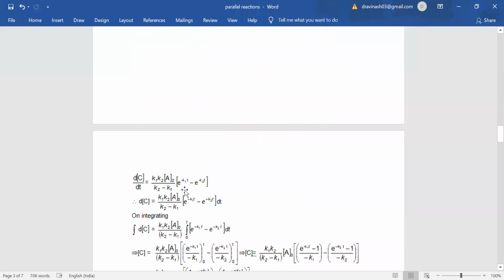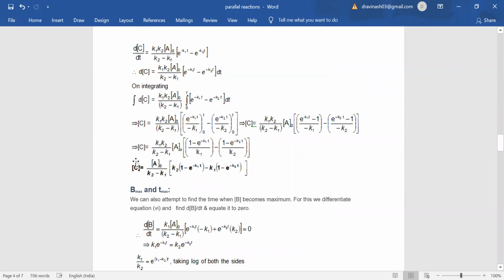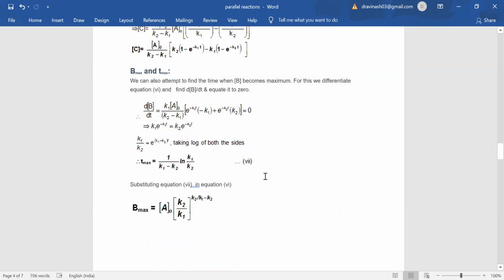this one, right? So this is the concentration of C. This is the final one, right? So once we know this, we can easily find out the exact. So B is maximum, the concentration of the initial concentration of the reactant A, and this is the ratio of K2 upon K1 raised to power K2 upon K1 minus K2. So this is the maximum or overall rate equation for the consecutive reaction.